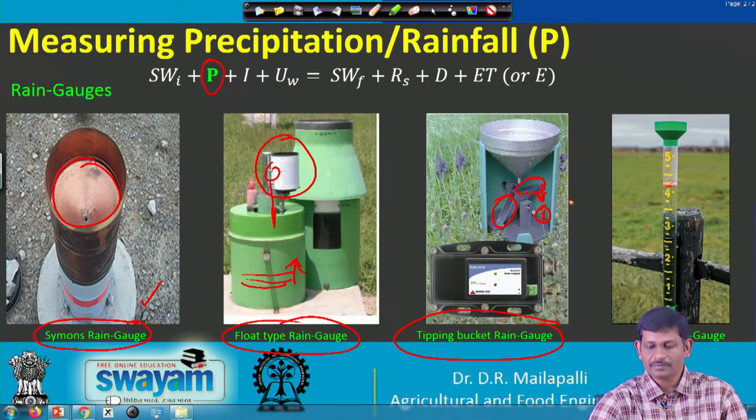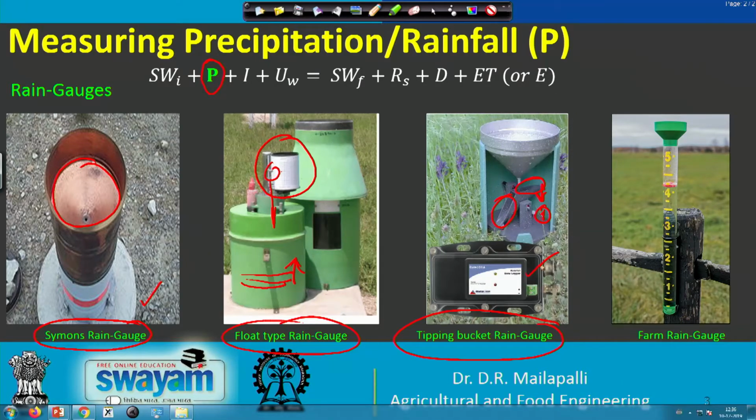The number of tips will be counted by the instrument. Because each tip equals 0.25 mm, accordingly it calculates the total rainfall, and it also gives the instantaneous rainfall rate, that means rainfall intensity, as well as the total rainfall, using the tipping bucket type rain gauge.